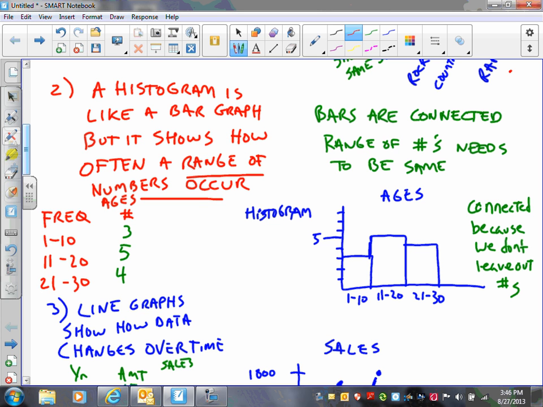So if instead of 5 for 11 to 20, I had 0 there, and then I had the 5 for 31 to 40, we'd leave one column. We'd still have it on the histogram, but there wouldn't be a bar coming up. You've got your quantity on your vertical scale and your ranges on the horizontal scale. Horizontal means flat, vertical means up and down.